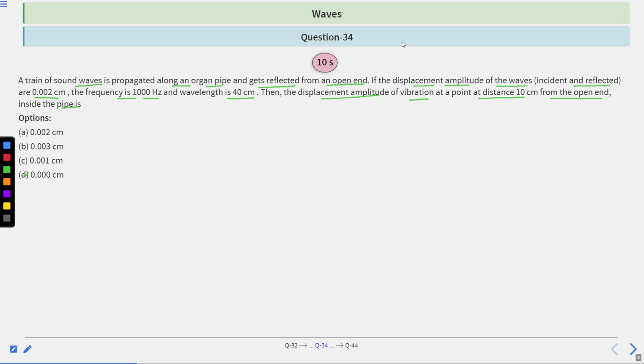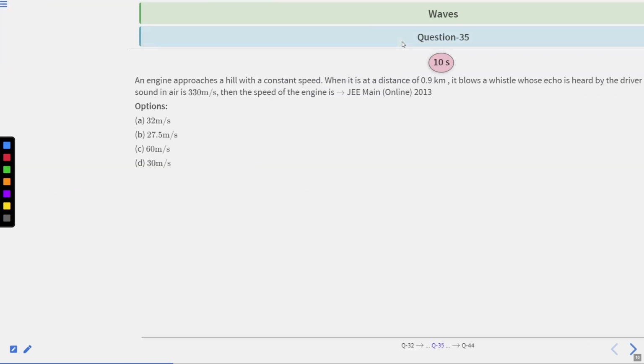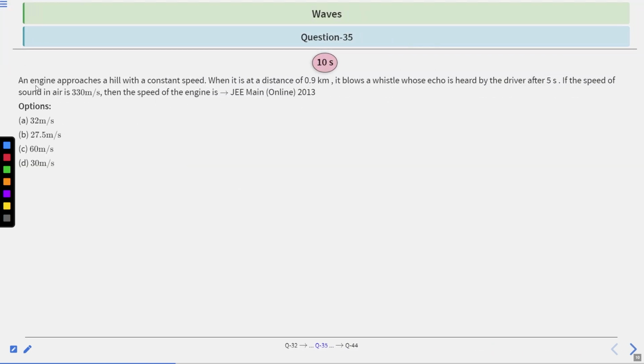Next question, 35. The question is: an engine approaches a hill with a constant speed. When it is at a distance of 0.9 km, it blows a whistle whose echo is heard by the driver after 5 seconds. If the speed of sound in air is 330 meter per second, then what is the speed of the engine?